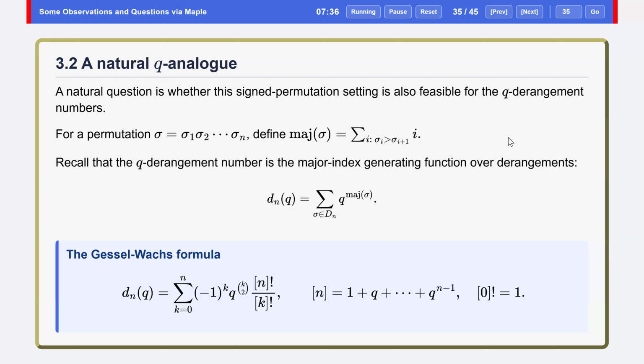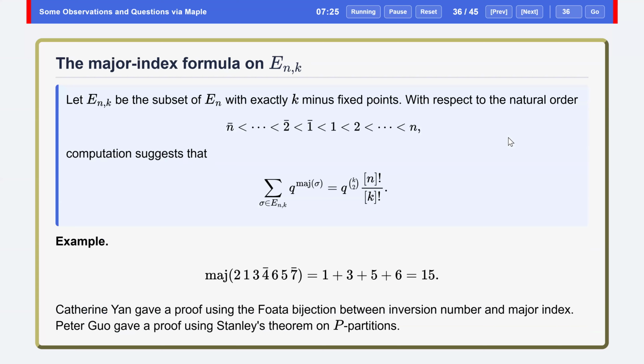Can we have a similar setting for the q-derangement numbers? It turns out this seems to be the case. With respect to the natural order, the computation suggests that we have this formula. For this formula, Kai-Sun Yang gave a proof using the Foata bijection, and Peter Gore gave a proof using Stanley's theorem on P-partitions.